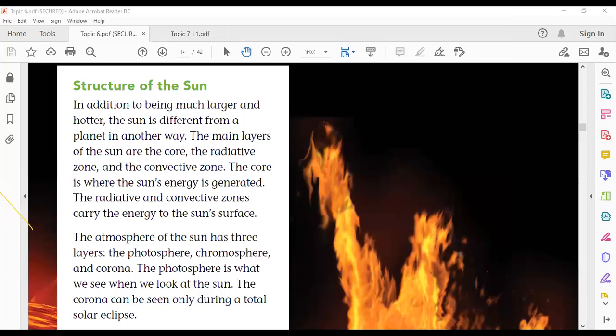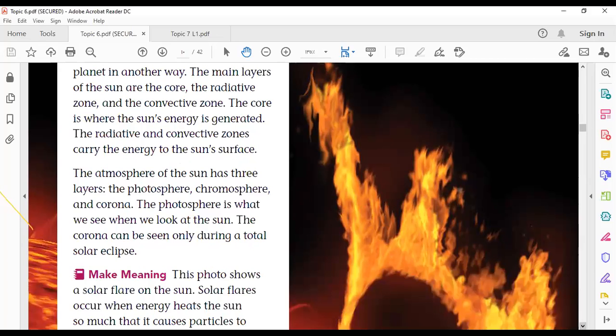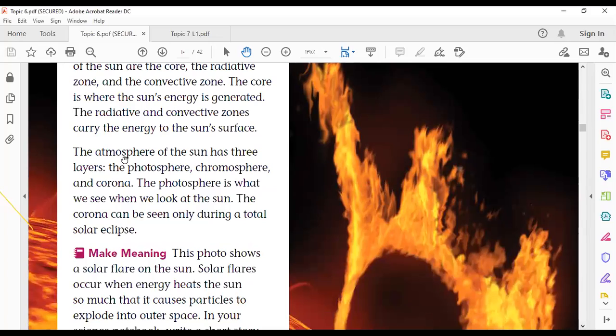Okay, the atmosphere of the sun has three layers: the photosphere, chromosphere, and corona. The photosphere is what you see when you look at the sun. Now, how can we see the chromosphere and corona? The corona can be seen only during the total solar eclipse.